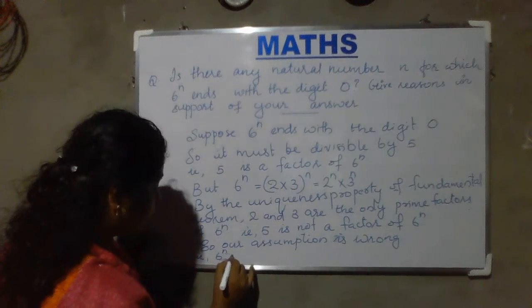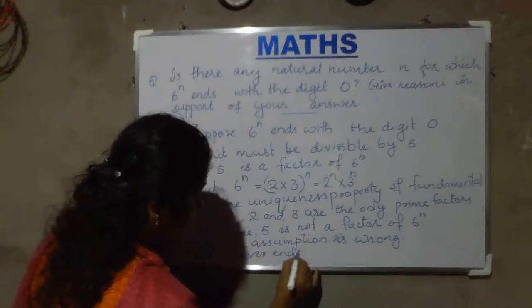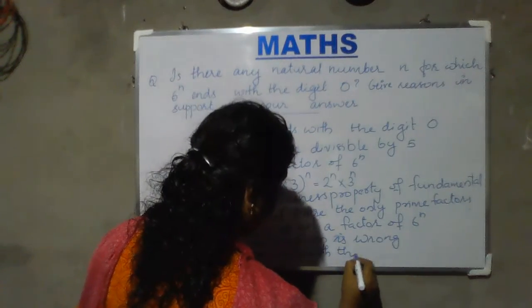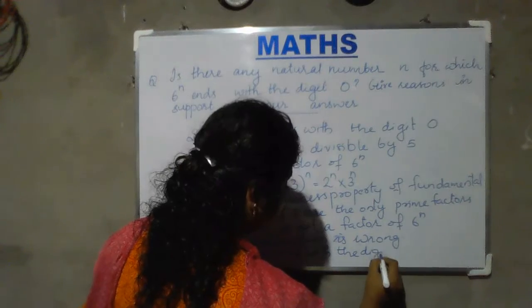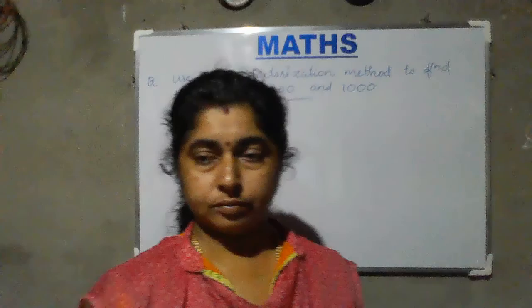That is, 6 raised to n never ends with the digit 0.